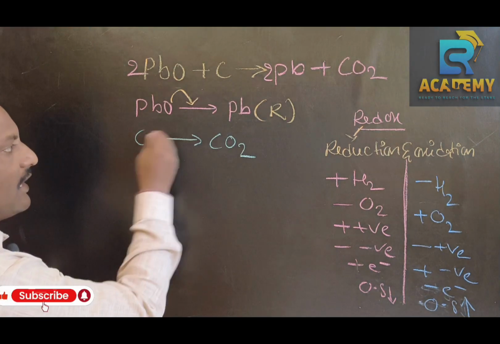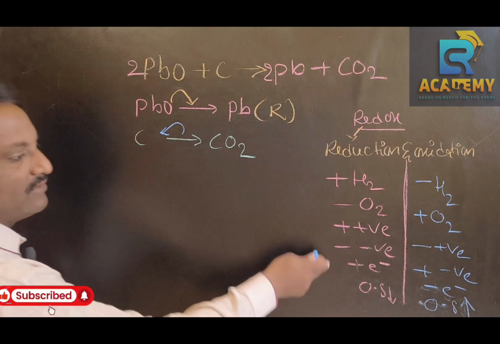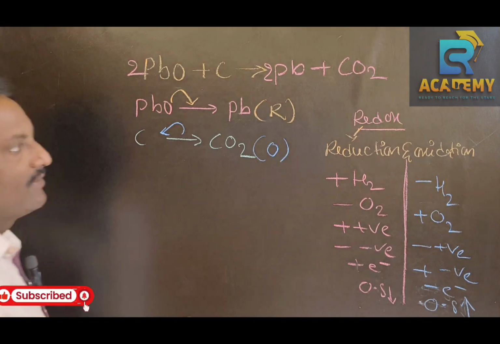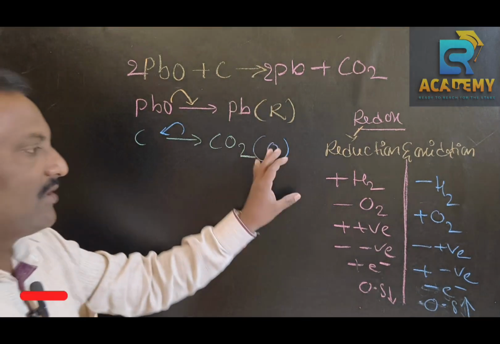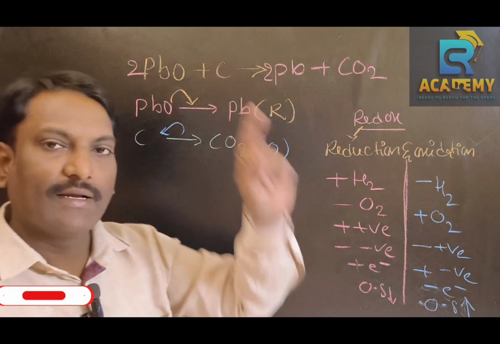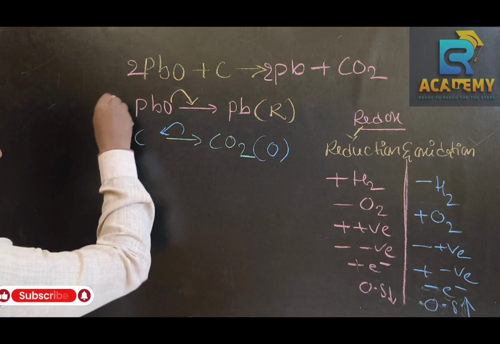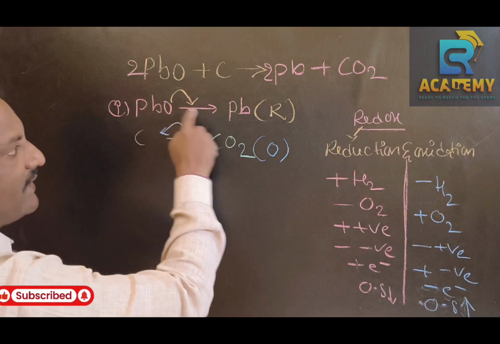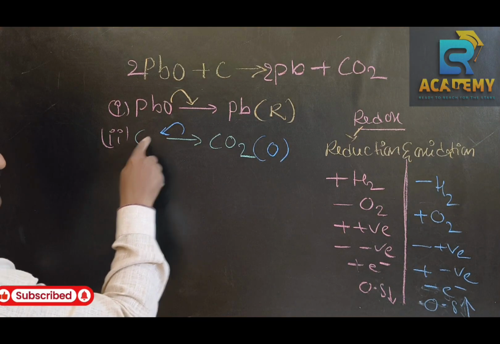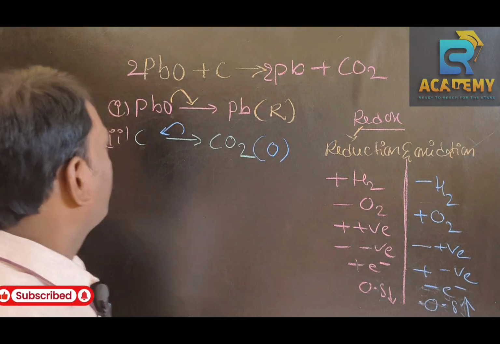Next, carbon is converted into carbon dioxide. That means oxygen is added. So addition of oxygen is oxidation. So in the given question, reduction and oxidation both occur simultaneously. That's why it is called a redox reaction. Point number one, the conversion of lead oxide to lead is reduction. Point number two, conversion of carbon to carbon dioxide is oxidation. So that's why it is considered a redox reaction.